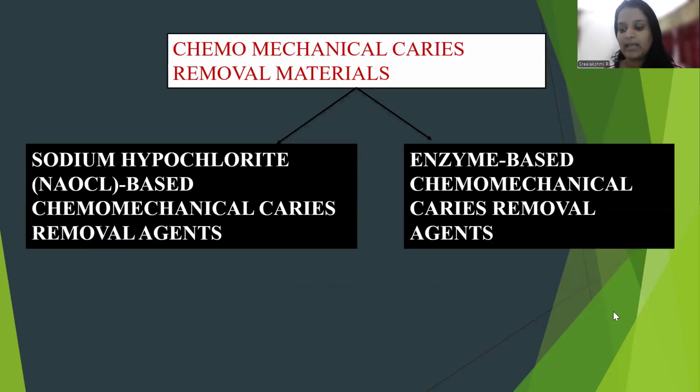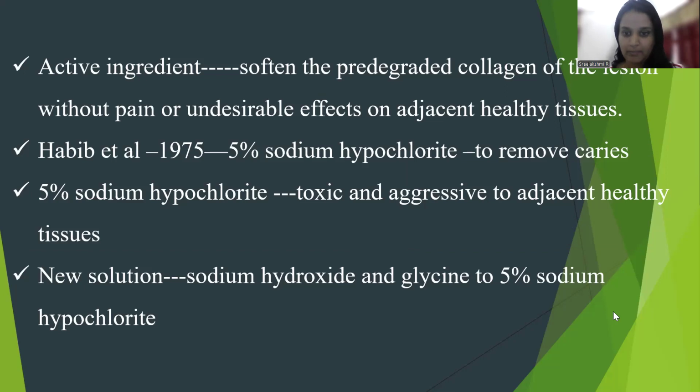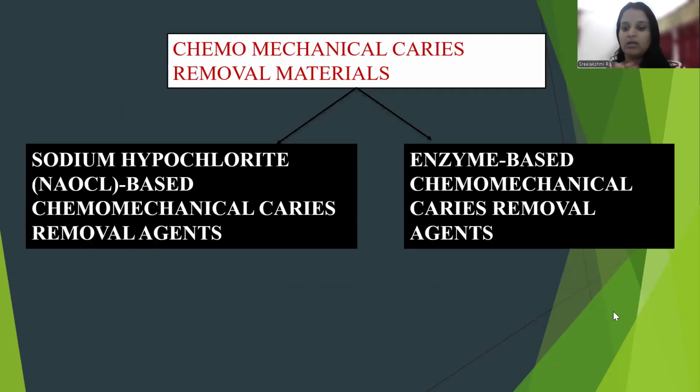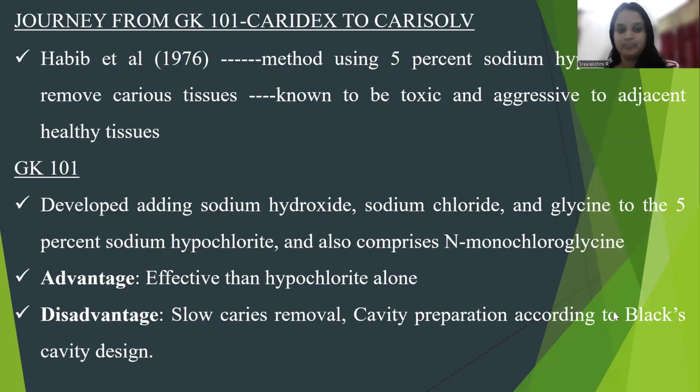Chemomechanical caries removal agents are of two types. Initially, as I told, 5% sodium hypochlorite was used by Habib et al. So there are two types of agents: sodium hypochlorite based and enzyme based. The sodium hypochlorite based agents are Caridex and Carisol, and the enzyme based agent is Pepacare.